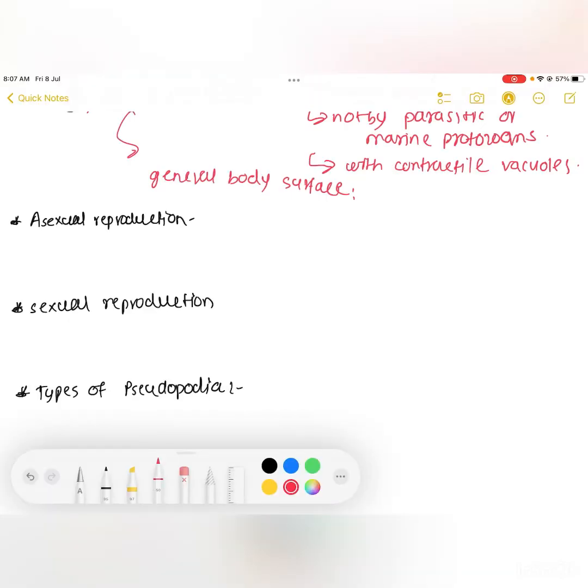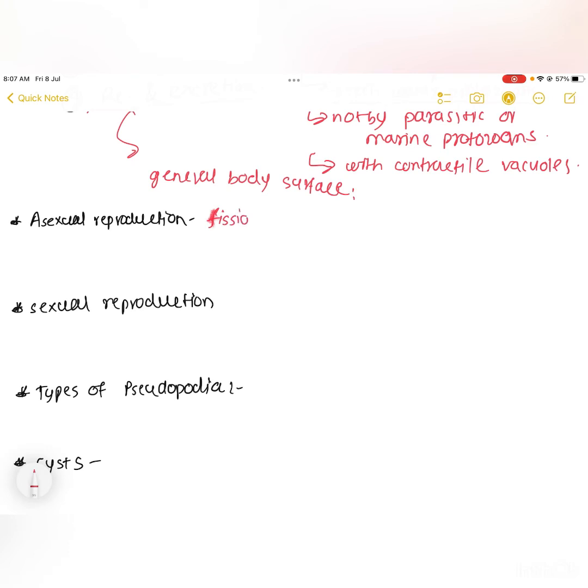Asexual reproduction generally occurs through fission, and there are different types of fission. One is binary fission. There are also types of binary fission. One is simple binary fission. Simple binary fission occurs in amoeba. In simple binary fission, the amoeba simply divides into two amoebas.